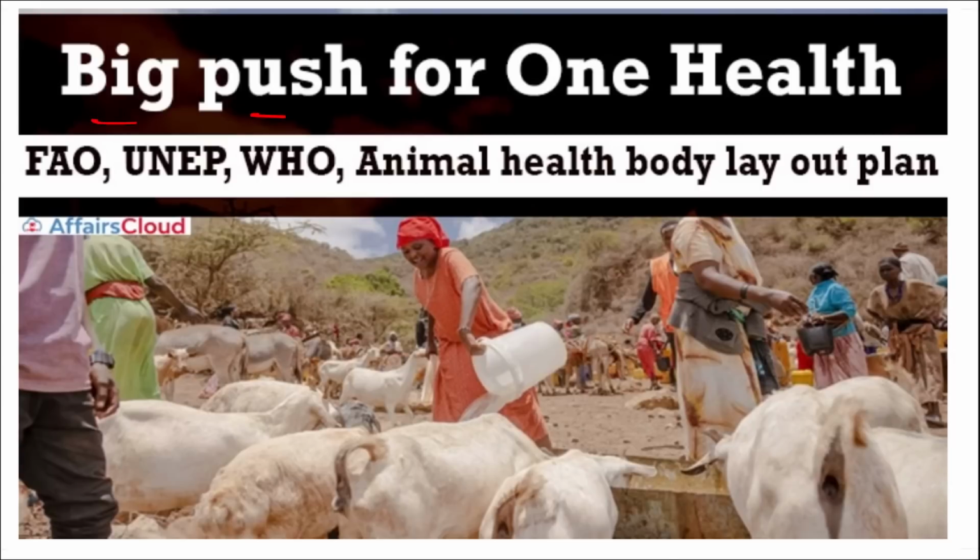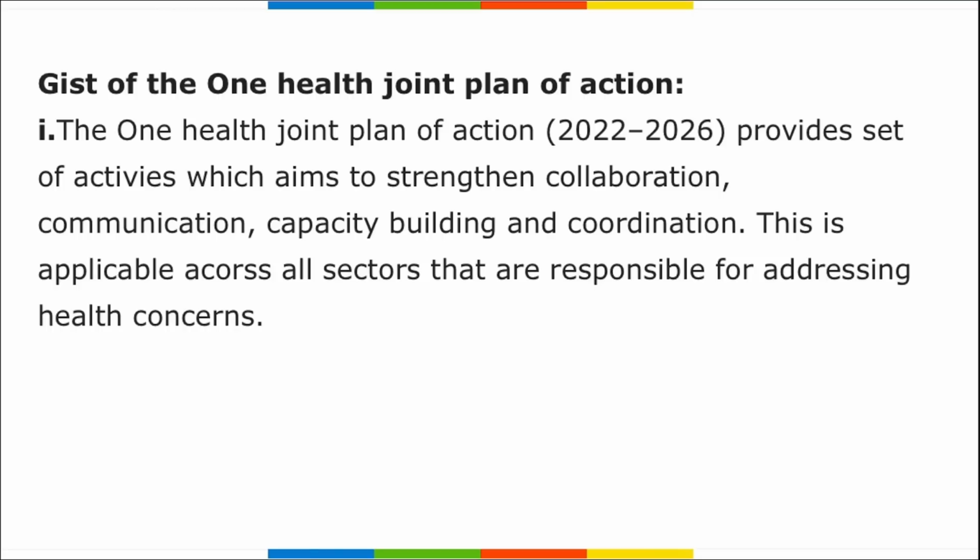Next is the big push for the One Health initiative. As per the FAO, UNEP, WHO and the animal health body, a certain plan has been laid out. I repeat, a report was released: the One Health Joint Plan of Action 2022 to 2026. This plan will be rolled out, working together for the health of humans, animals, plants and the environment. This was jointly launched by 4 organizations.